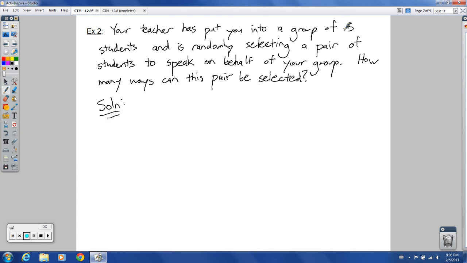So we've got a group of 5 students. Pair, that's 2. Here, the order is not going to make a difference, because if you pick Johnny and Billy, that's the same as Billy and Johnny. That's the same group of 2 students. If you pick Susie and Byron, that's the same as Byron and Susie. So we know we have a combination problem. So we're going to have 5 choose 2.